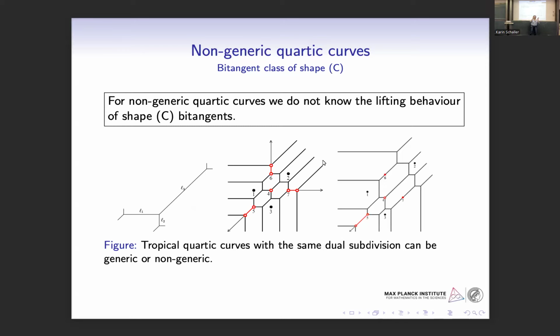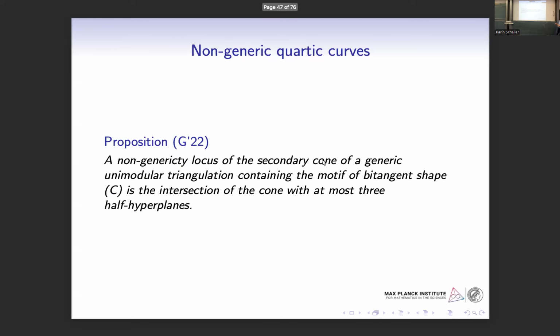So it's kind of like a hyperplane section of our secondary cone. That's not so nice, but as long as it's lower dimensional, we can say this is not such a big problem. Okay, and this is a proposition of my PhD thesis. There's a non-genericity locus for the secondary cone. For a generic unimodular triangulation, it's only the intersection with at most 3 half hyperplanes. So this non-genericity locus is really just half hyperplanes. For generic triangulations, what those are, I'll tell you in a second. So in these cases, it's not a problem.